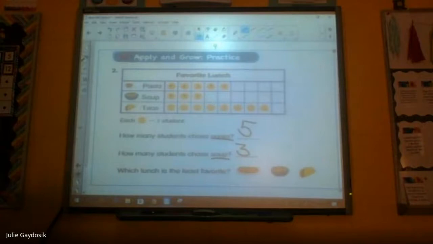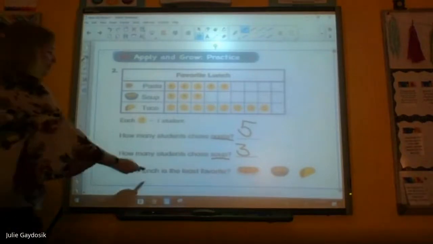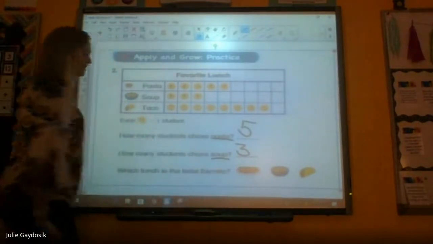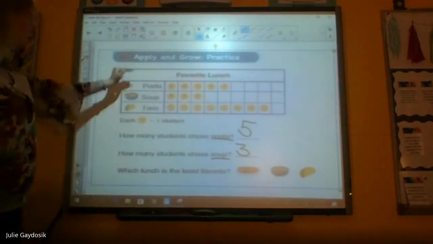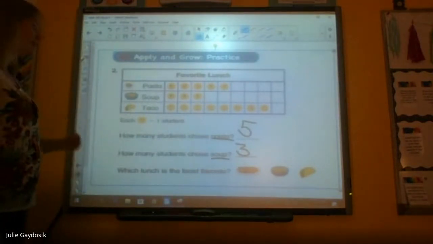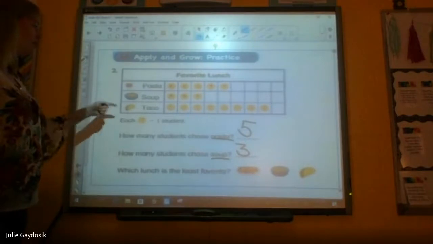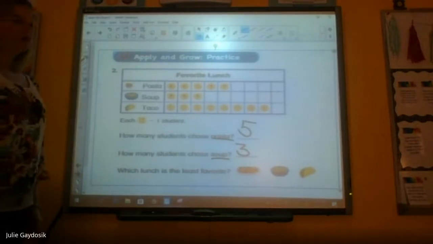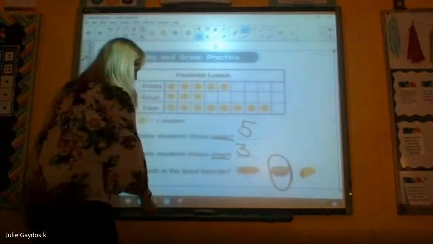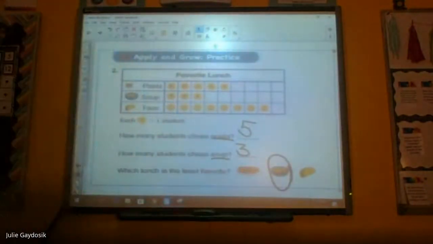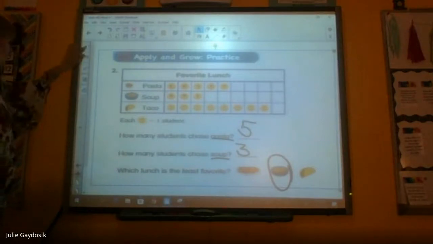Then the last question is which lunch is the least favorite? So is it which lunch, not the number, which lunch? So which label is the least favorite? Is it pasta, soup, or taco? Soup, that's right. So you would circle soup is the least favorite item. So this is how you organize a picture graph as well as interpret the data in a picture graph.